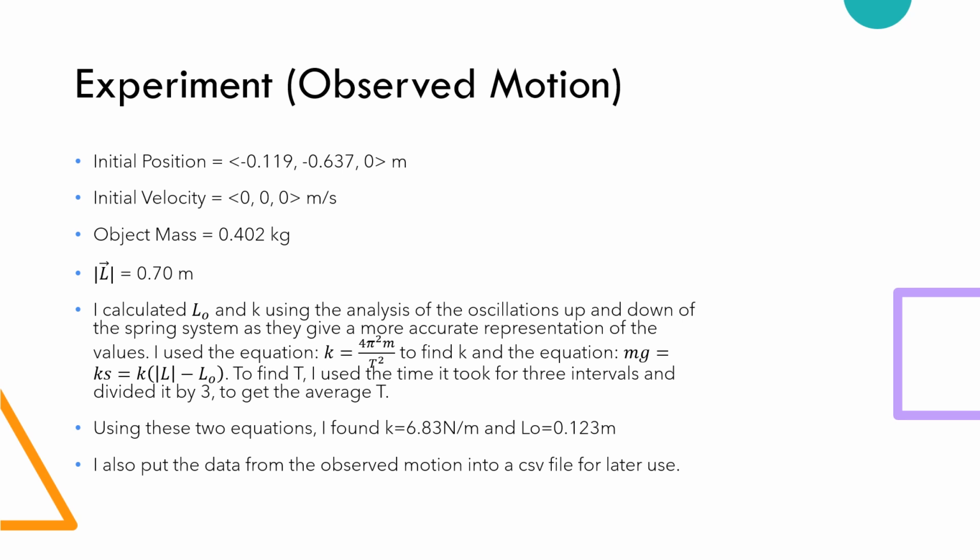I calculated L naught and k using the analysis of the oscillations up and down of the spring system, as they gave a more accurate representation of the values. I used the equation k is equal to 4 pi squared times m over T squared to find k, and also used the equation mg is equal to ks. To find T, I used the time it took for the 3 intervals and divided it by 3 to get the average T. Using these two equations, I found that k is equal to 6.83 newtons per meter, and L naught is equal to 0.123 meters. I also put the data from the observed motion into a CSV file for later use.